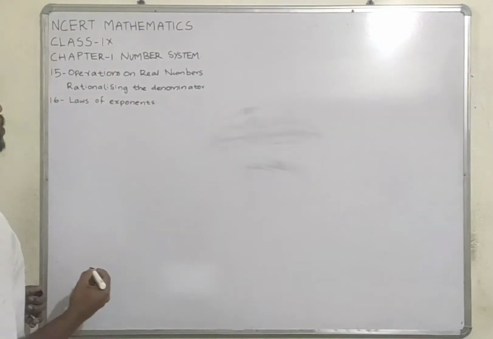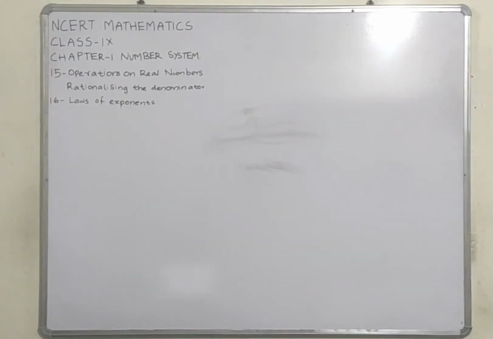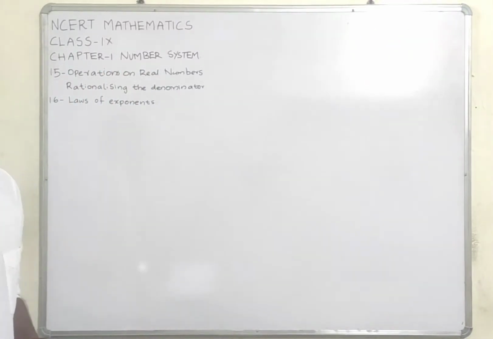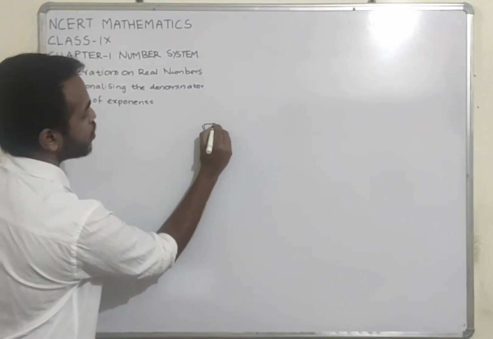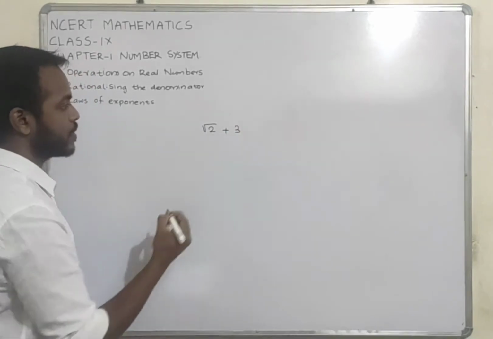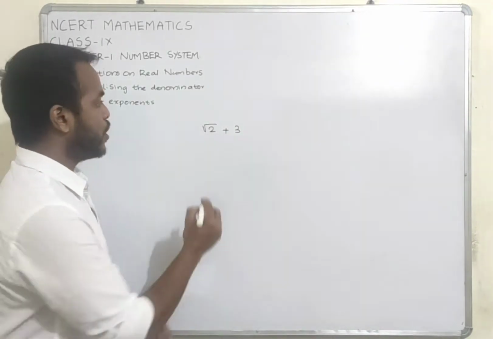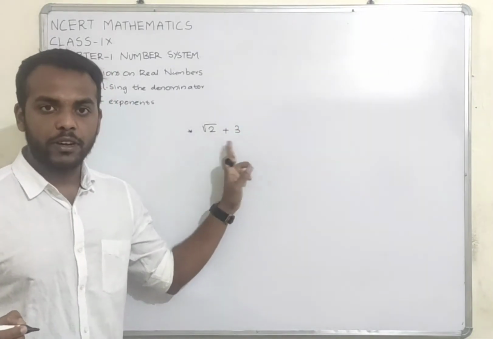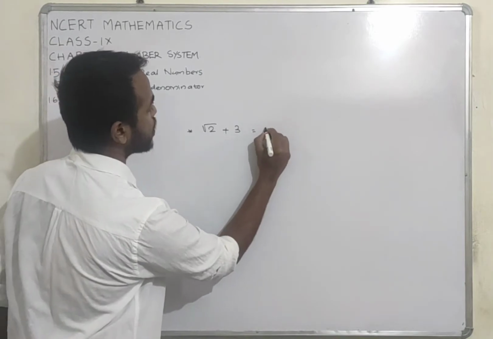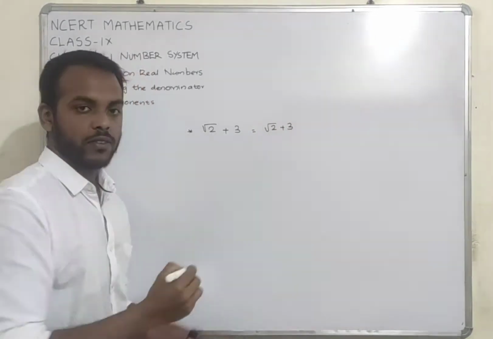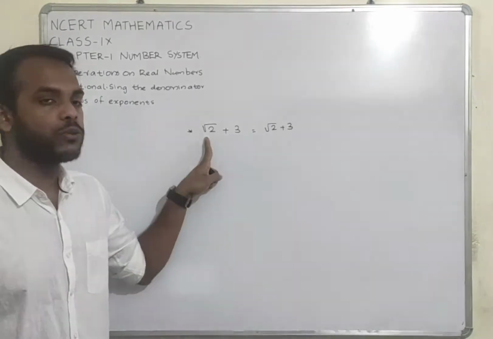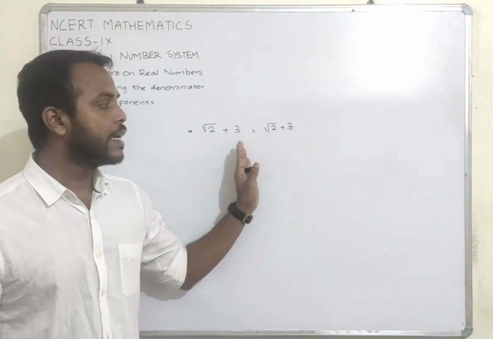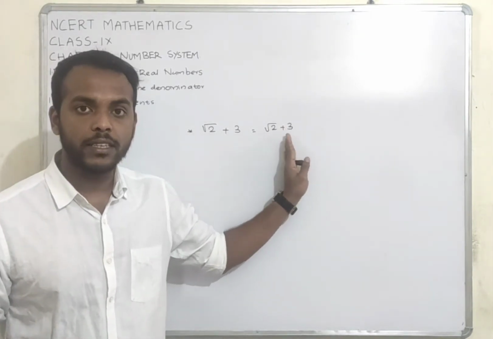Now let's begin with the basic thing. Suppose there are two numbers, root 2 plus 3. Can we add these two numbers? No. This is the maximum that we can go on calculation. So this can only be written as root 2 plus 3 itself. What is the speciality? Root 2 is an irrational number, 3 is a rational number. So what is the total sum? It is an irrational number.